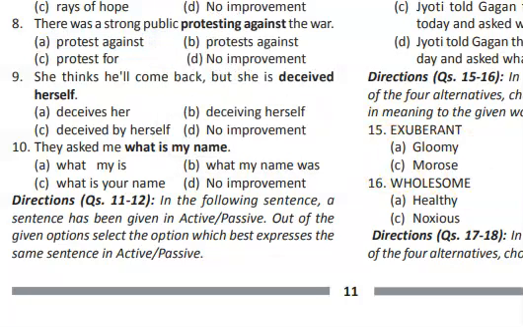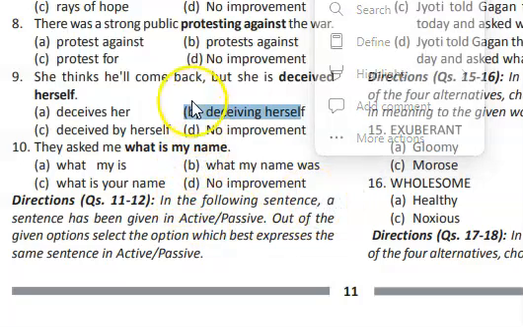Now look at question number 9. She thinks he will come back, but she is deceived herself. If you look at this clause, she is deceived herself, it is in the passive voice, and the passive form cannot be correct here. So the correct answer should be deceiving, because is will be followed by a verb in the continuous tense, in ing form, not the passive form.